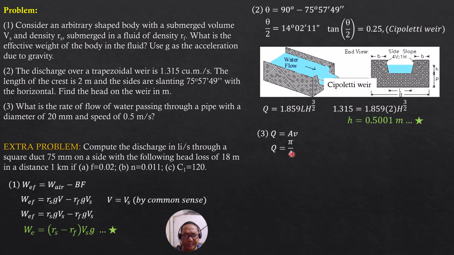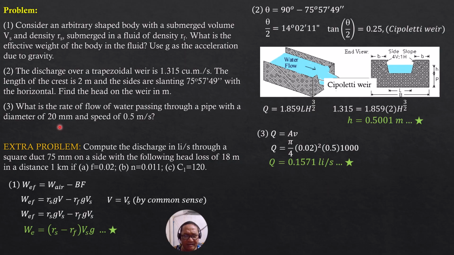So substitute pi over 4 times 0.02 squared times 0.5, then times 1000 to express the discharge in liters per second. So the discharge is 0.157 liters per second.